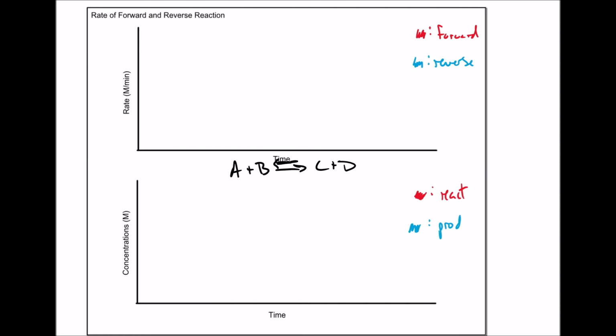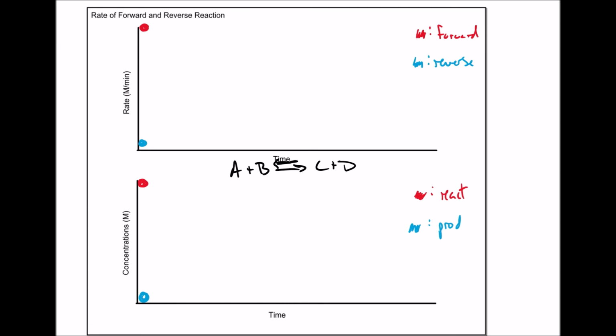Let's envision a situation where we start with lots of reactant, lots of A and B, and very, very little C and D. Because the concentration of A and B is very high, the forward rate of reaction should also be very high. There's lots of reactant, lots of ability for collisions, lots of ability for that to become product. Likewise, with very, very little C and D, very little product, the reverse rate of reaction is very slow.